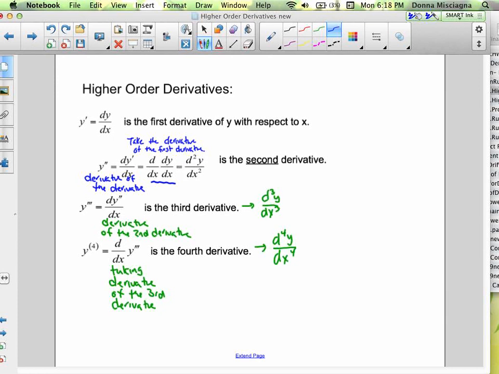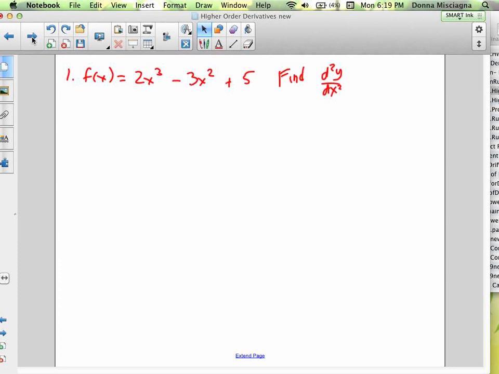And now we have y4, because with so many prime marks we can't even make another prime mark. We're taking the derivative of the third derivative, which is the fourth derivative, d4y over dx4. And we're going to be taking first and second derivatives, and maybe sometimes third derivatives, when we do some applied problems involving position, velocity and acceleration. But let's just learn how to take some second, third and fourth derivatives, and we're going to be dealing pretty much with polynomial and rational functions in this lesson.